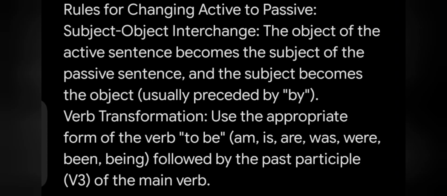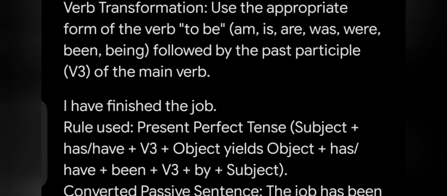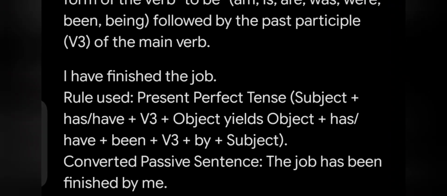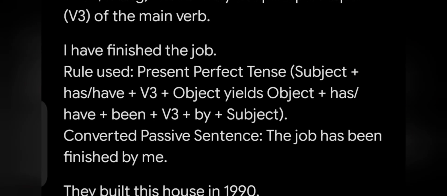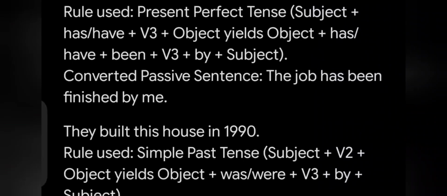Use the appropriate form of the verb to be (am, is, are, was, were, been, being), followed by the past participle (V3) of the main verb. I have finished the job. Rule used: present perfect tense. Subject plus has/have plus V3 plus object yields object plus has/have plus been plus V3 plus by plus subject. Converted passive sentence: The job has been finished by me.